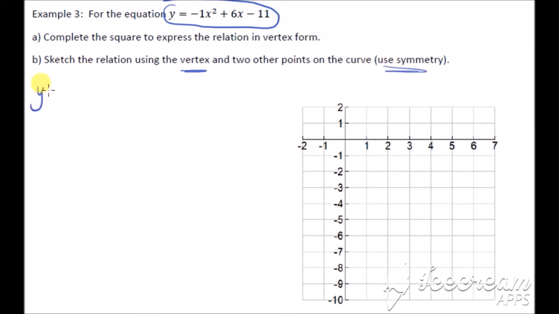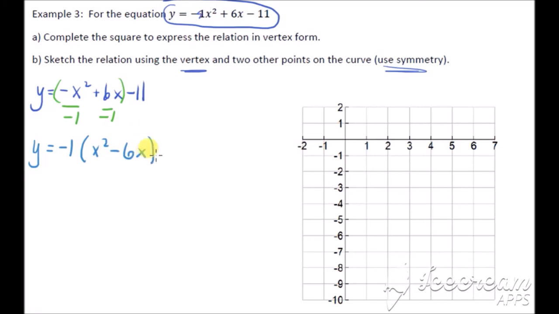Okay, so let's go ahead and rewrite this. Y equals negative, I'm not going to write the negative 1, I'm just going to write negative x squared plus 6x minus 11. Okay, so for this, we are still going to group the first 2 terms. And the coefficient of x squared is not 1, so we have to actually divide out that negative 1. Okay, so we get y equals negative 1 in front of the bracket x squared minus 6x, and then minus 11.